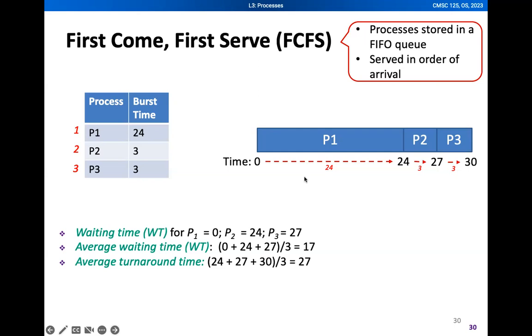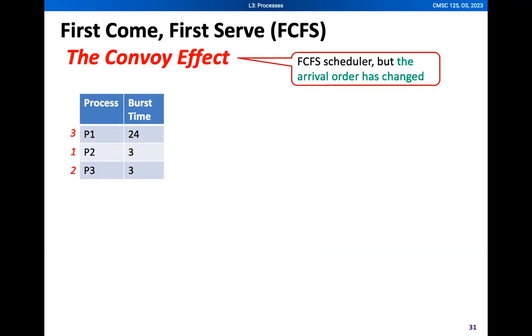What if the arrival order of the processes has changed? So in this case, what if P2 and then P3 arrived first, followed by P1? Okay, so note that the burst times are the same. P1 still has 24 milliseconds, followed by P2 and P3 with 3 milliseconds each. So this is the order now. Okay, P2, then P3, and then P1.